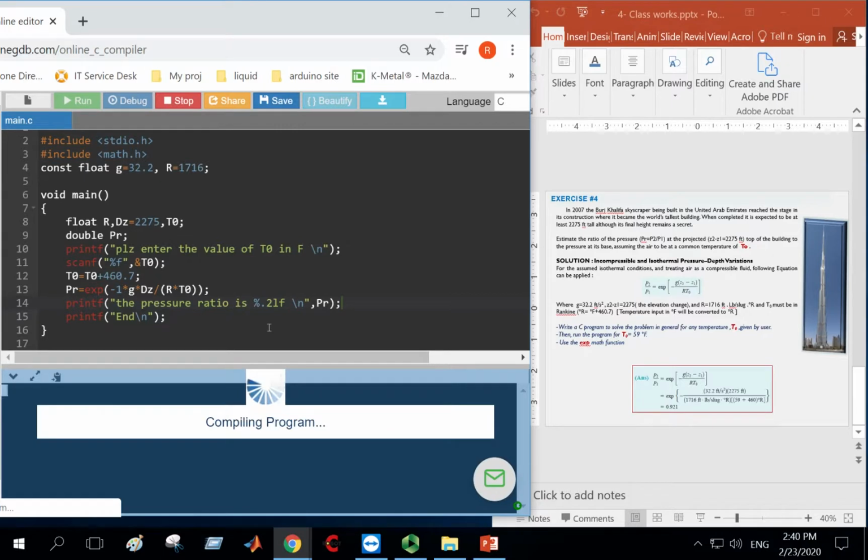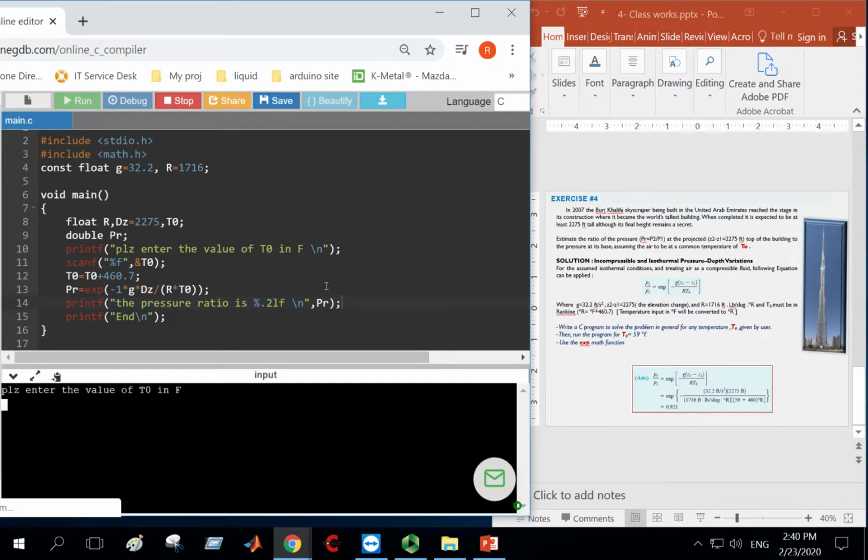Run the program. Please enter the value of T0 in Fahrenheit. Let me enter 59. Enter. The pressure ratio is 0.